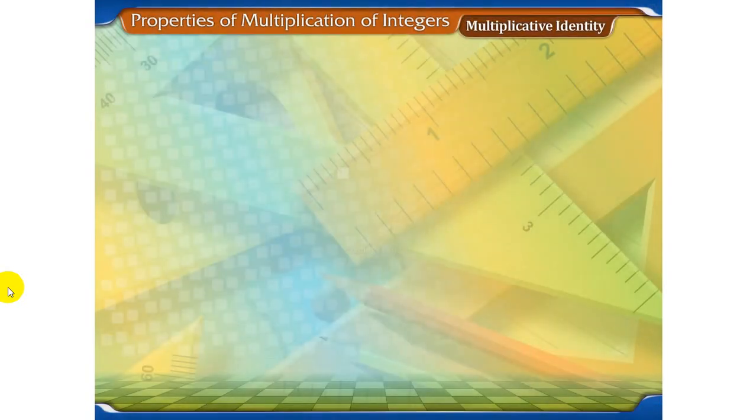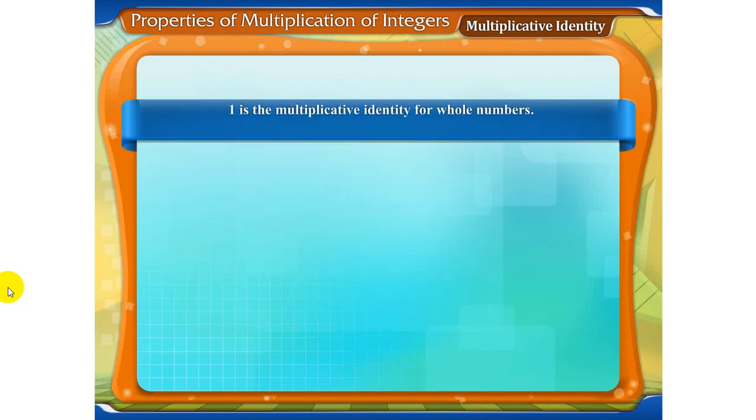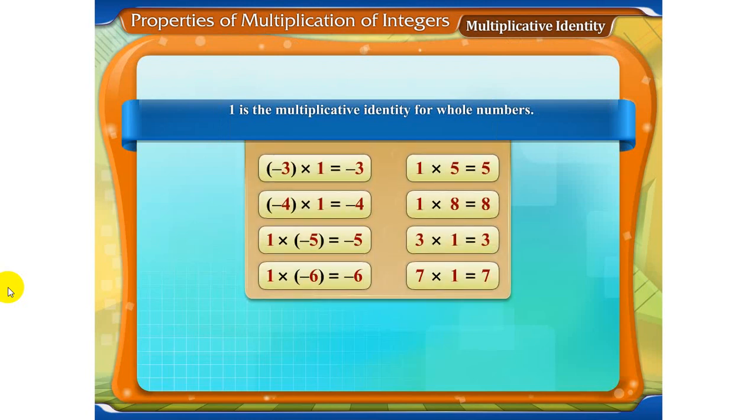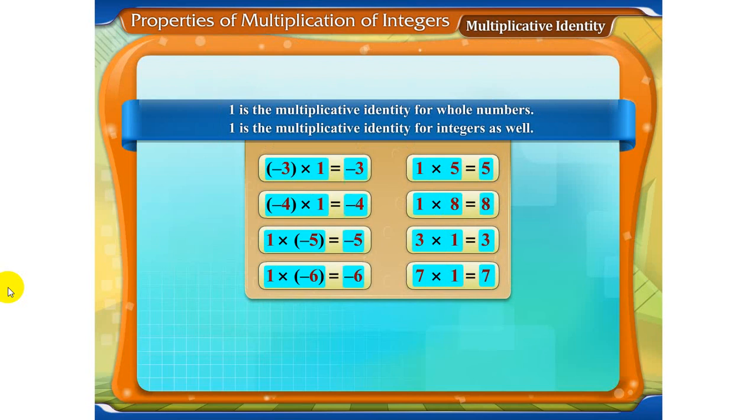Multiplicative identity. We know that 1 is the multiplicative identity for whole numbers. Check that 1 is the multiplicative identity for integers as well. Observe the following products of integers with 1. Negative 3 multiplied by 1 is equal to negative 3. Negative 4 multiplied by 1 is equal to negative 4. 1 multiplied by negative 5 is equal to negative 5. 1 multiplied by negative 6 is equal to negative 6.